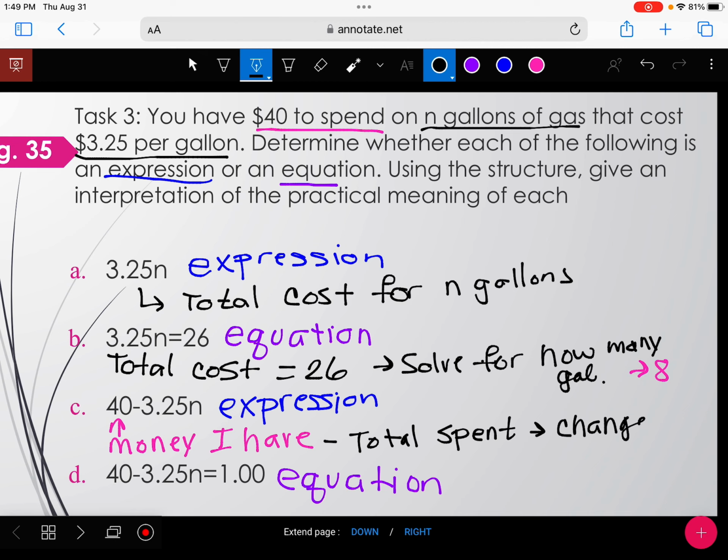If I only have $40 in my bank account and I walk in and spend something on gas, I'm going to leave with less money in my account. The amount left. Or the amount left on the gift card.